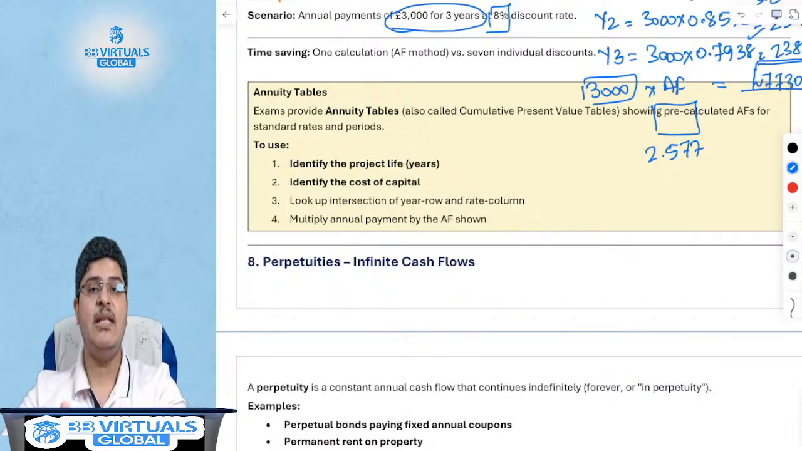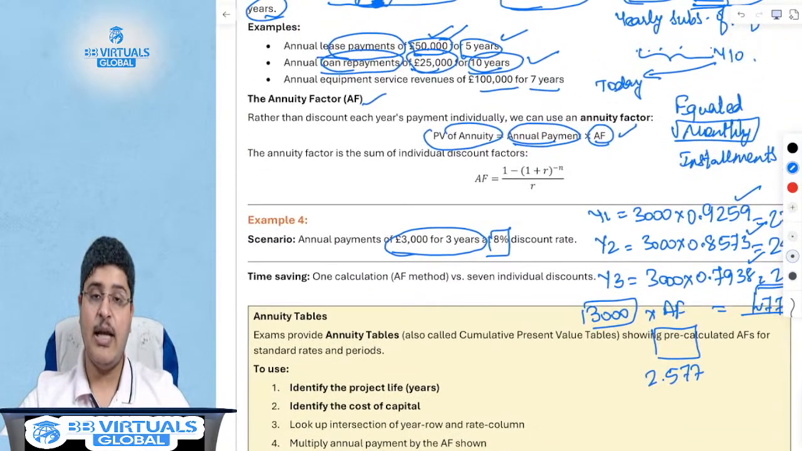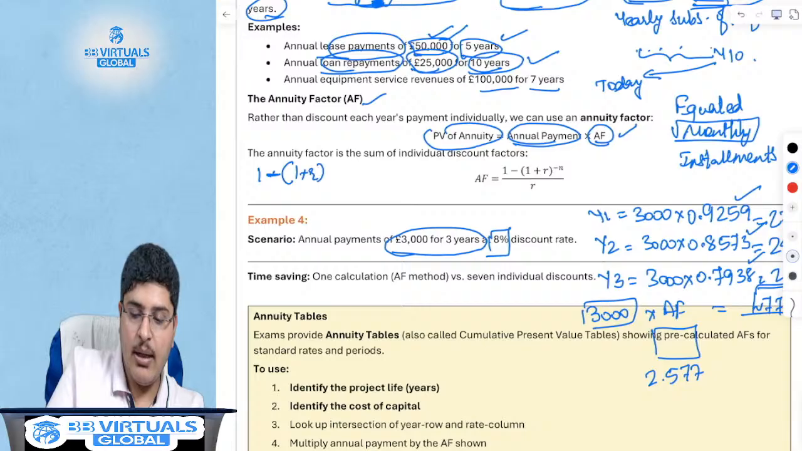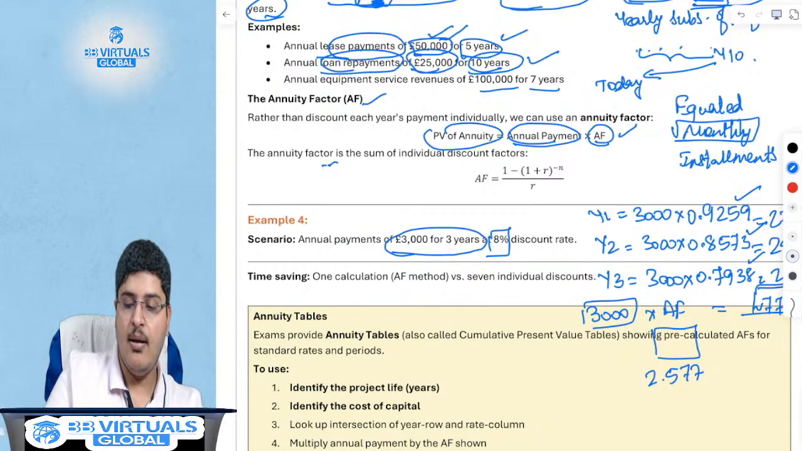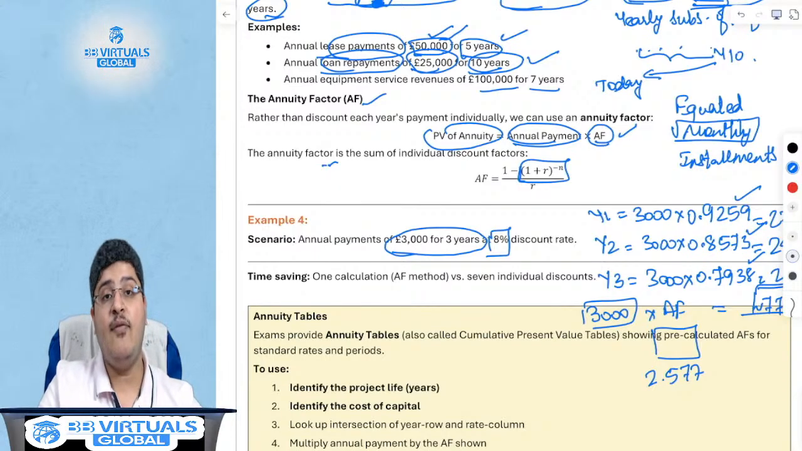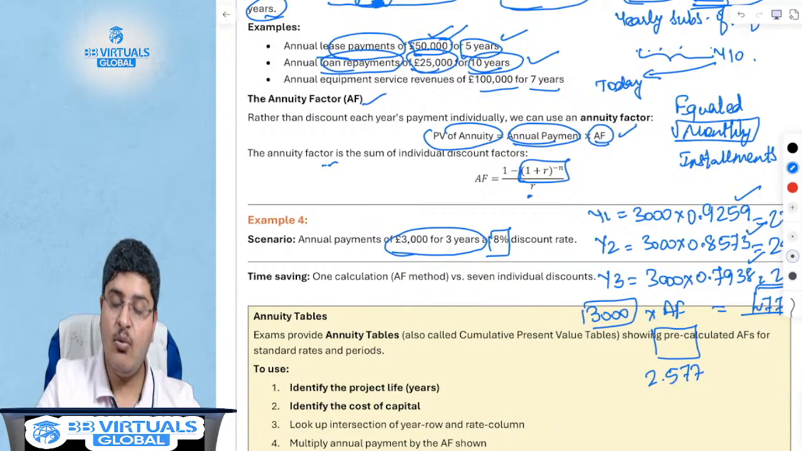There is a formula for the annuity factor so that you can make the calculations in a much easier manner. The formula is: annuity factor is equal to 1 minus (1 plus r) raised to minus n, divided by r. You remember this (1 plus r) raised to minus n, which was multiplied by the future value. This was the formula of the discounting rate. R is your cost of capital.